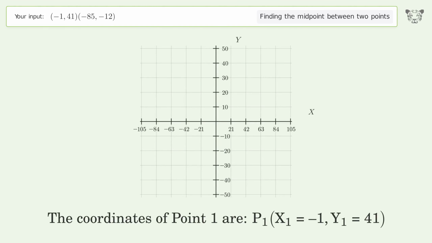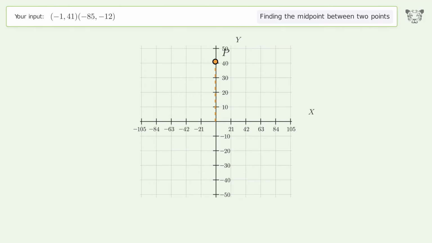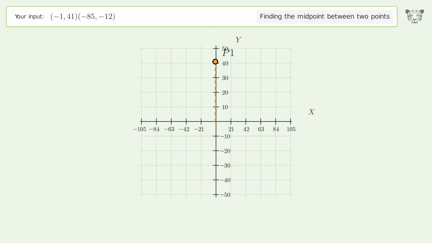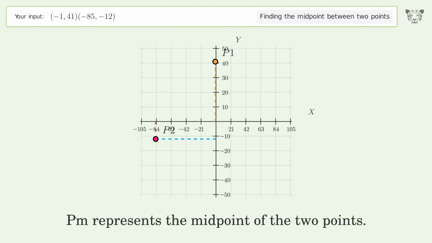The coordinates of point 1 are, x1 equals negative 1, y1 equals 41. The coordinates of point 2 are, x2 equals negative 85, y2 equals negative 12. PM represents the midpoint of the 2 points.